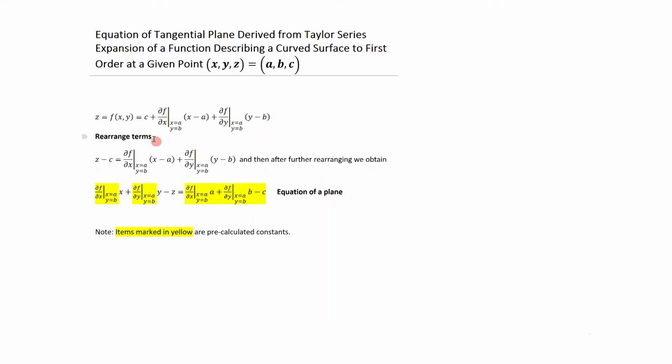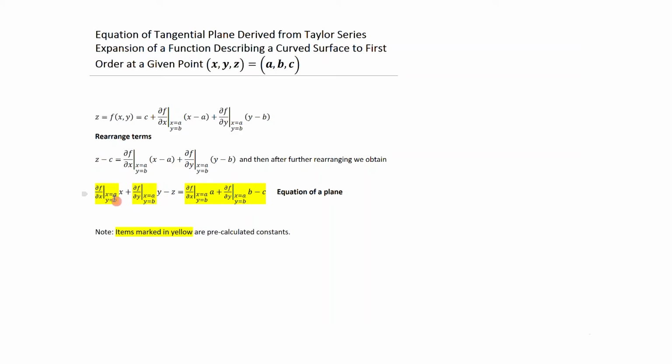So the next step is to rearrange the terms. We're just going to bring the c over to the left side, and so we end up with the expression shown here. And then after some further rearranging, effectively what we do is place all variables, that's z, x, y, on the left-hand side, and bring everything else over to the right side. We end up with this expression here.